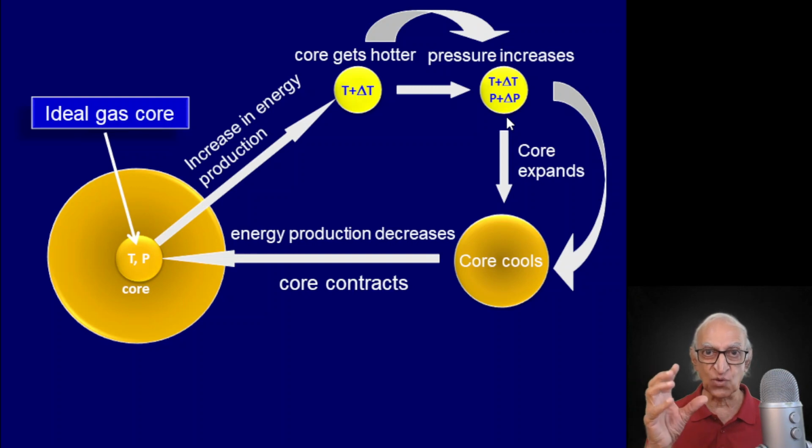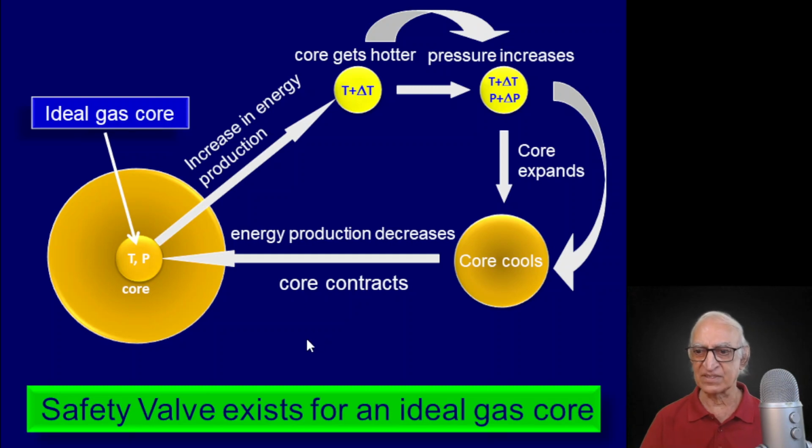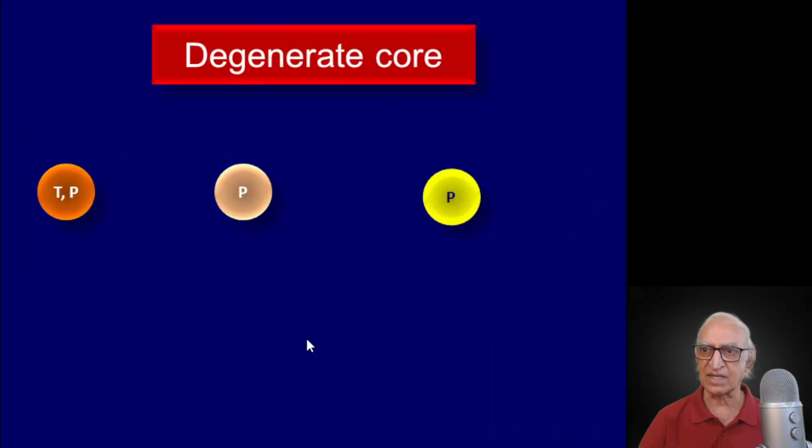And the core will contract. And so we are back to where we started. So this is the safety valve that exists in a star as long as the material in the center of the star obeys Boyle's law. On the other hand, if the material in the center of the star is degenerate and obeys Fermi-Dirac statistics, then the situation is very different.